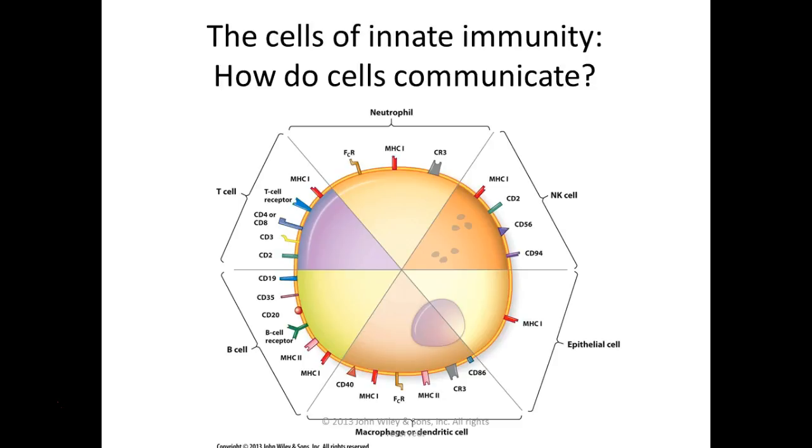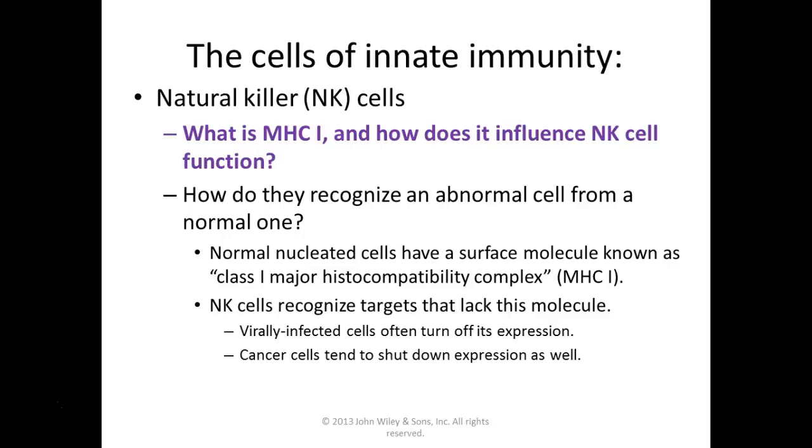So what is it? What is MHC class 1? It's an abbreviation for major histocompatibility complex. In this case, it's class 1. So we have two classes of this molecule. The first one is found on all your normal nucleated cells. But what is it? It's a receptor that will pick up proteins from inside your cells and present them on the surface of your cell. So what's the purpose of that?